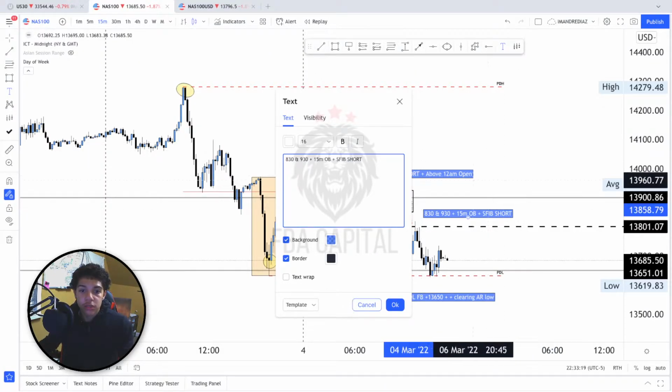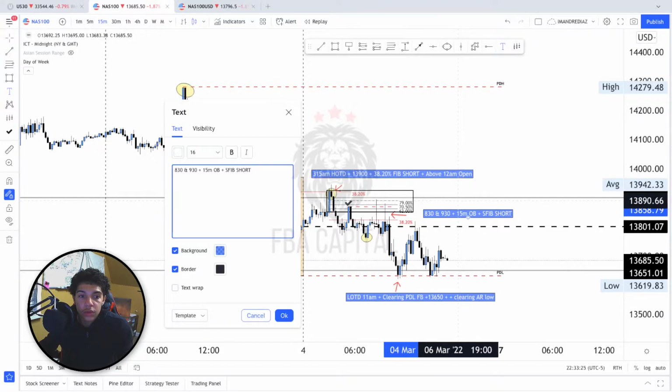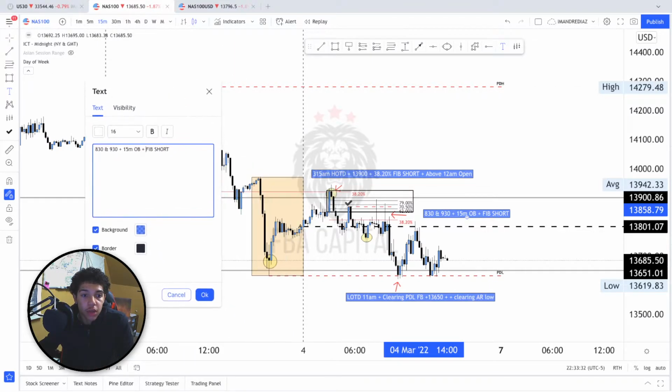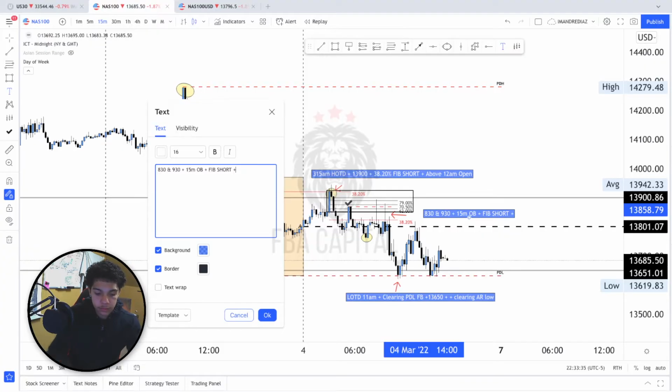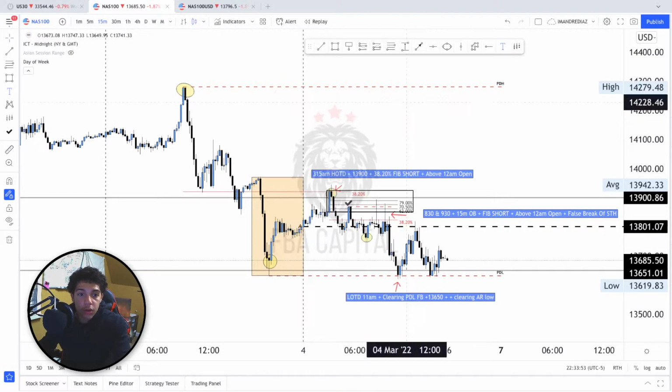And where were we in price? We were at about, I would say we basically almost tapped the 13,900. So I'm not going to say anything else. So we have the Fib short at 9:30, 8:30, 15-minute bearish order block above the 12 a.m. open. And what else do we have? Weather confirmation. And we also cleared, we had a false break of short-term high. And this is what led price to overall continue this downwards spiral that it ended up doing.